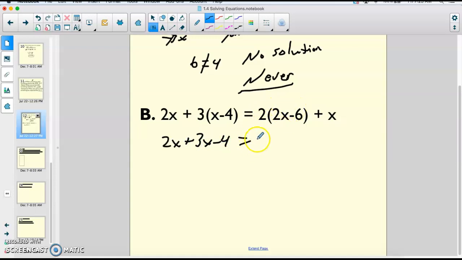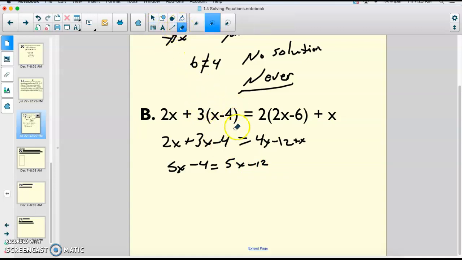Okay. In this problem, first we need to distribute, so we get 2x plus 3x minus 4 equals, we distribute over here as well, so 4x minus 12 plus x. Okay, so we get 5x minus 4 equals 5x minus 12. Hang on a second. Oh, I made a mistake. Hopefully you caught my mistake before it was too late. I didn't distribute the 3 to the 4. That would be a big problem. So let's back up. We distribute the 3 to the negative 4, we get negative 12. And then that carries itself down here.